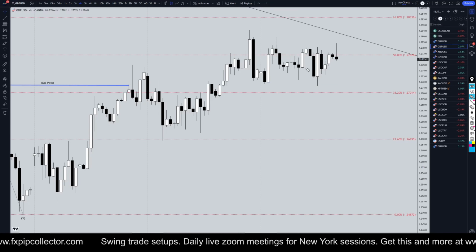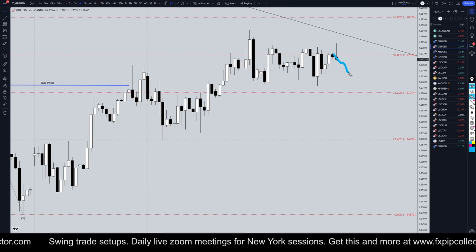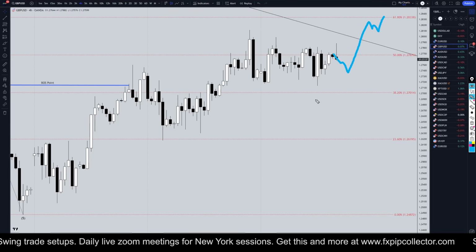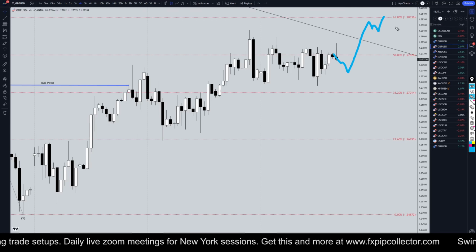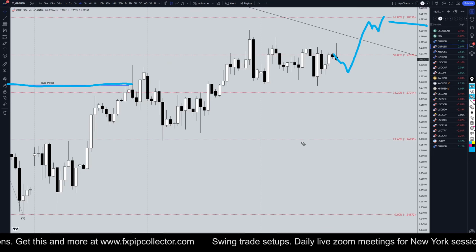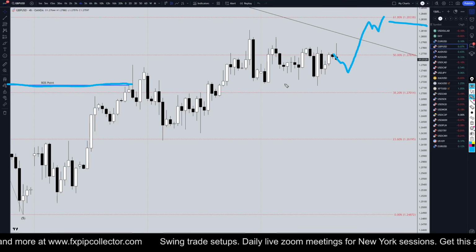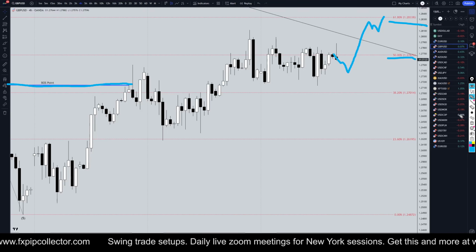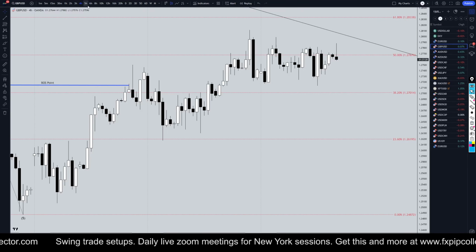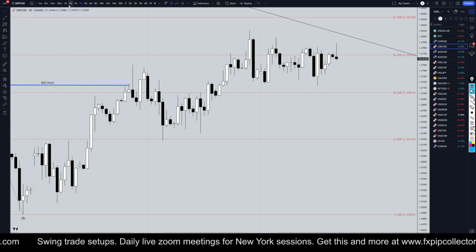If it doesn't go down and break structure, which it definitely doesn't have to, but instead it keeps going up, making its way up to the 61% and beyond, then we should be looking for longs because we do have a break of structure to the upside on the daily time frame. So technically, we should be looking for longs right now until we get a break of structure to the downside at a Fibonacci level.